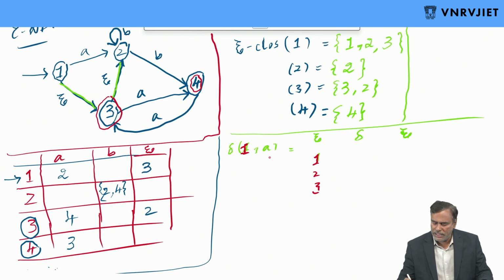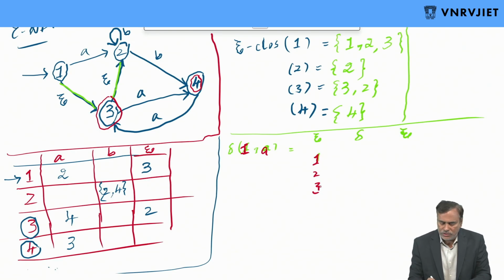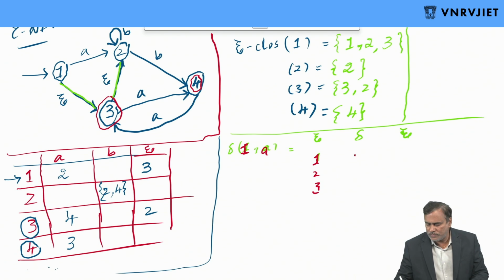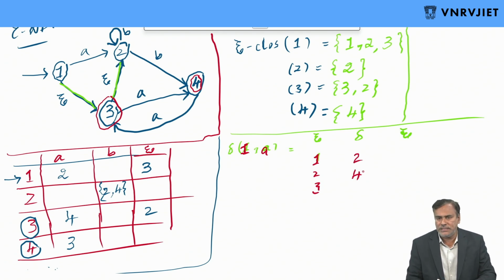So, for input symbol A you wanted to find. Here the input symbol is A. So, you have to take from this epsilon NFA table the union of 1A, 2A and 3A. So, 1A is 2, 2A is blank, 3A is 4. So, 1, 2, 3 on A, you have to take the union of this. On taking the union, what you are going to get? That is 2, 4. That is what the formula says.